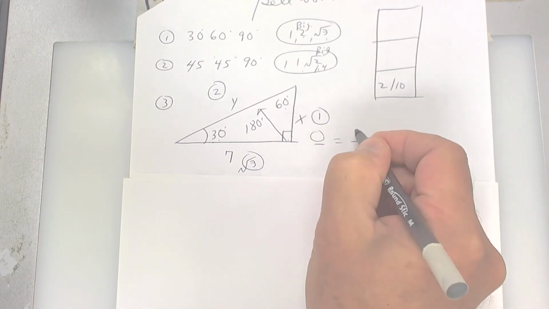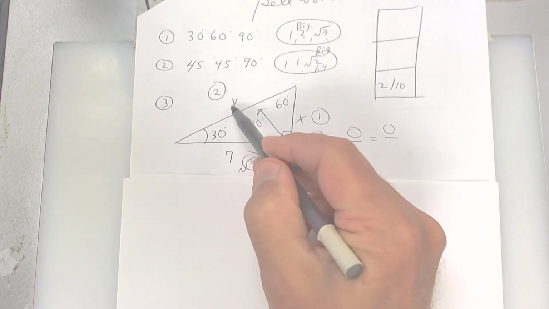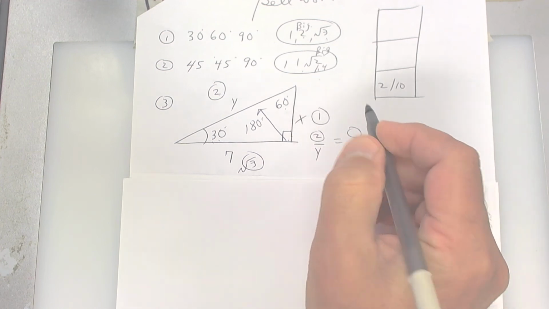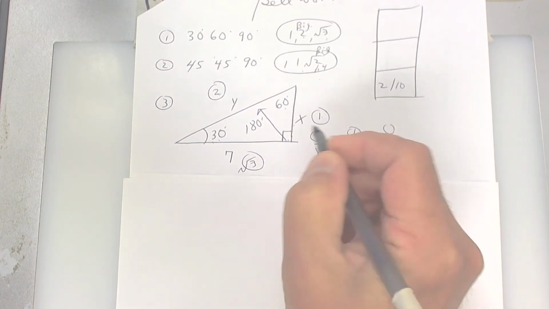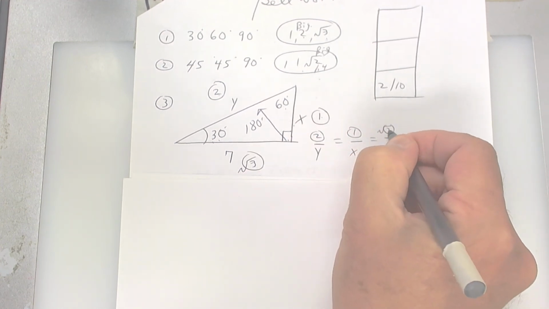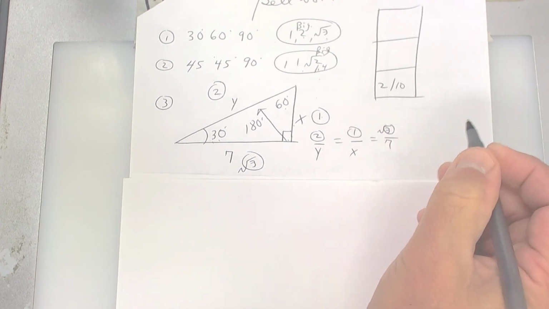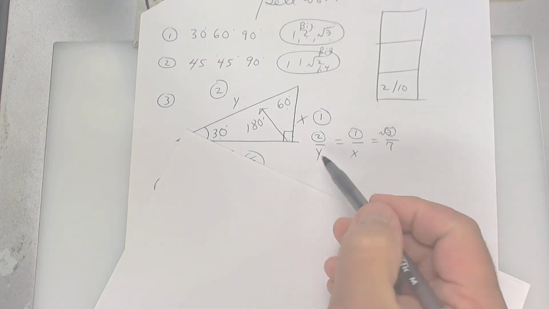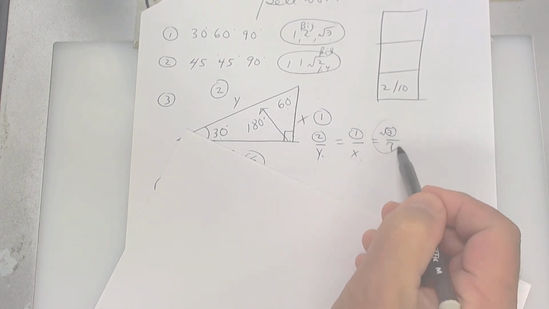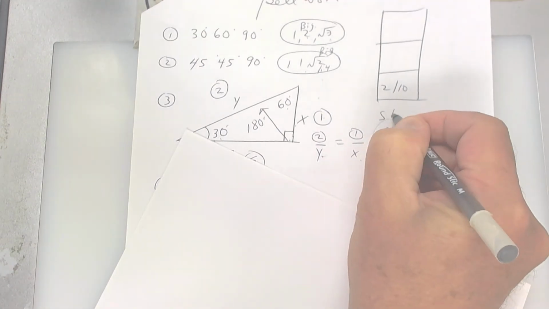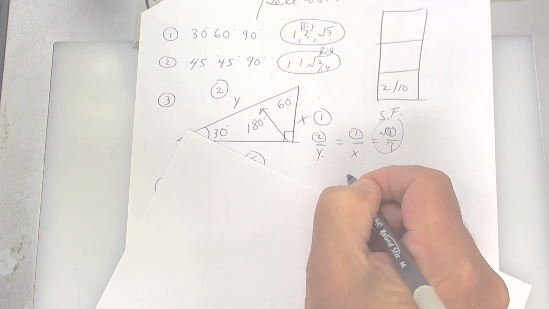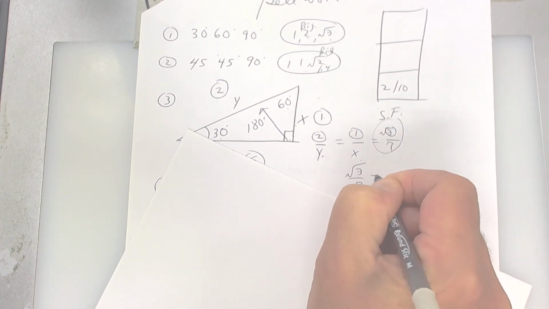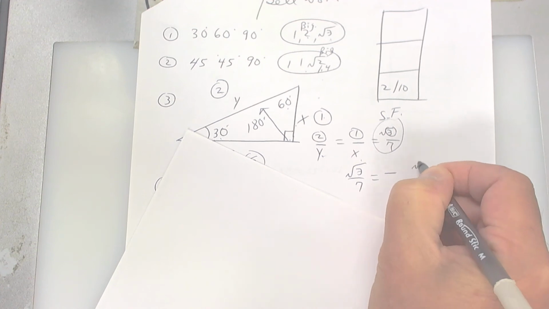All your bubbles go at the top, okay? So here I'm going to get 2 over y, doesn't matter which order, 1 over x, and square root of 3 over 7. All right, once you get this, you have to figure out which one is your scale factor. Well, this one has a variable, this one does, so this is your scale factor. So you're going to write that twice. So put square root of 3 over 7 twice, like this.